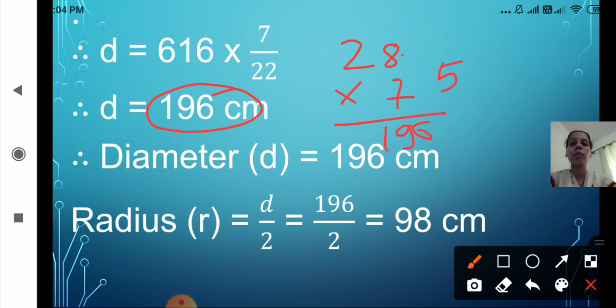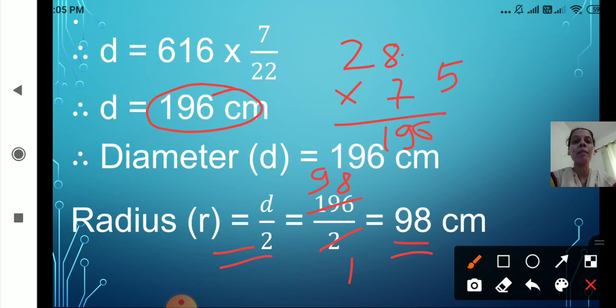So how will you find out radius? Radius is equal to, as you can see here, d upon 2, diameter upon 2. So 196 divided by 2, that is 2 ones are 2, 2 9s are 18 and 2 8s are 16. So what is the radius now? 98 centimeter.